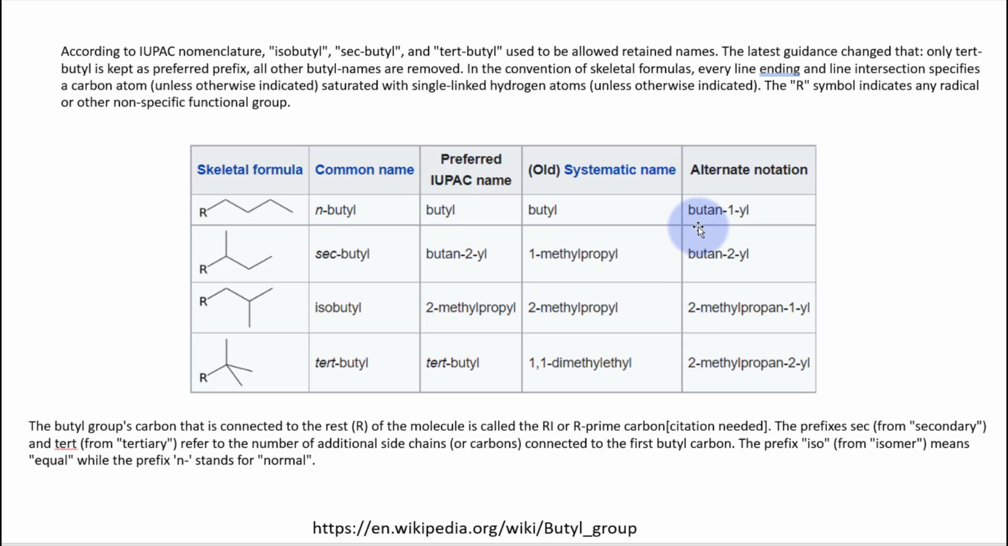So the hope is that with IUPAC, it's a little bit easier, I think, to decide where the alphabetized organization of the side groups is. And with the alternate notation, they're trying to make it a little bit easier, I think, overall.